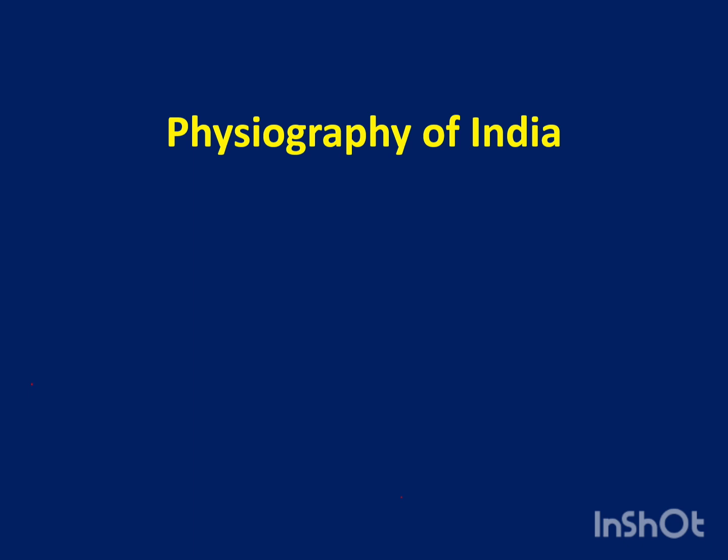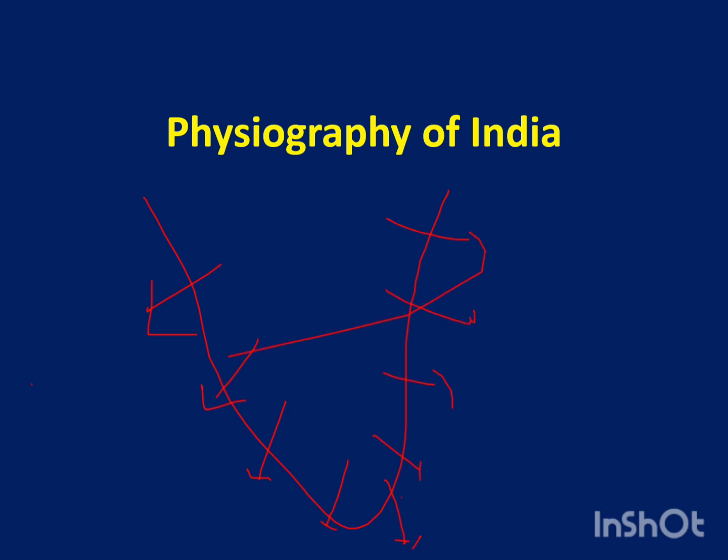So the coastal states are Gujarat, Maharashtra, Goa, Karnataka, Kerala, Tamil Nadu, Andhra Pradesh, Odisha and West Bengal. So these are the 9 coastal states of India. You have to remember this for the examination. Longest coastal state is Gujarat. Least coastal state is Goa.